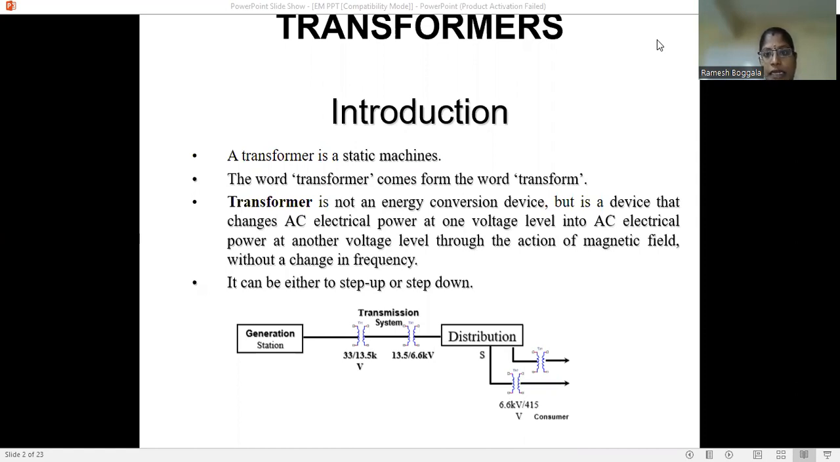A transformer is not an energy conversion device, but a device that changes AC electrical power at one voltage level into AC electrical power at another voltage level without changing the frequency. It can be either a step-down transformer or a step-up transformer. First, the generating station, the transmission line, the distribution, and the consumer. This is the main figure of a transformer, showing how to transfer the electrical energy.